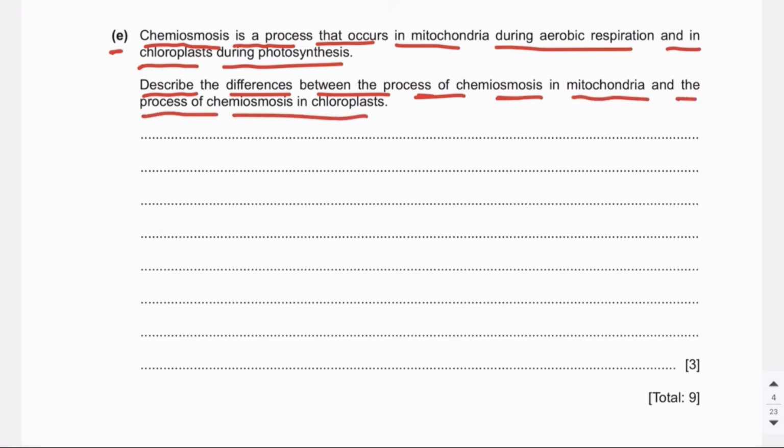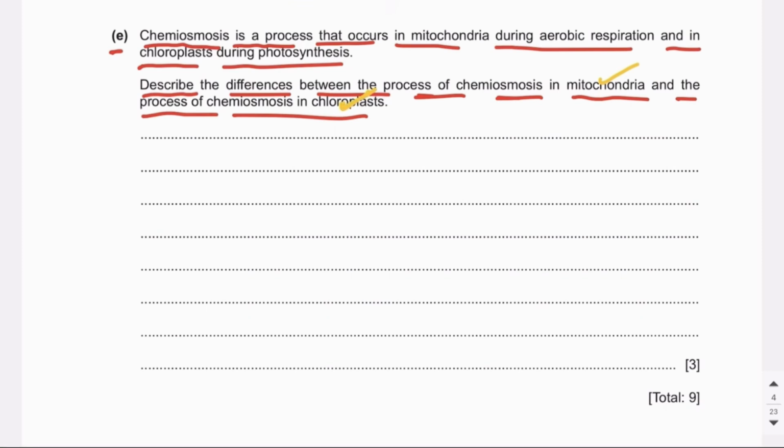So, guys, we all know that chemiosmosis occurs both in mitochondria and in chloroplasts. So we need to differentiate between the processes of chemiosmosis in chloroplast and mitochondria, right? We all know that chemiosmosis in mitochondria occurs during oxidative phosphorylation, whereas chemiosmosis in chloroplast occurs during photophosphorylation, right?